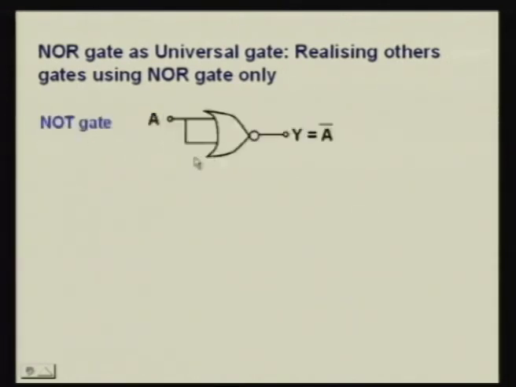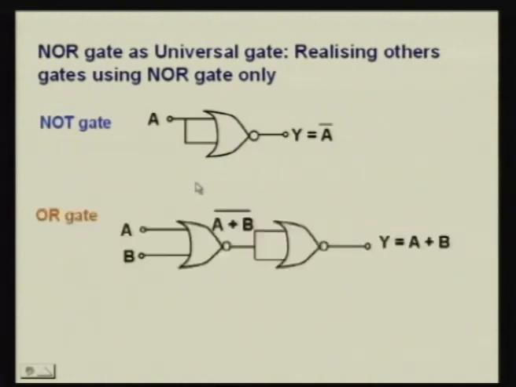Now we will see how we can use the NOR gate as a universal building block, as a universal gate. Again I will show how we can realize different gates using only NOR gates. Here, if we want to get a NOT gate, we just take a NOR gate and apply one input at both the inputs of the NOR gate, and we will get the complement of that input, the inverse of that input. So this is very simple, and we can get a NOT gate by using the NOR gate.